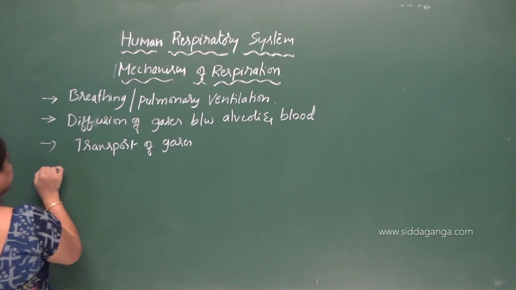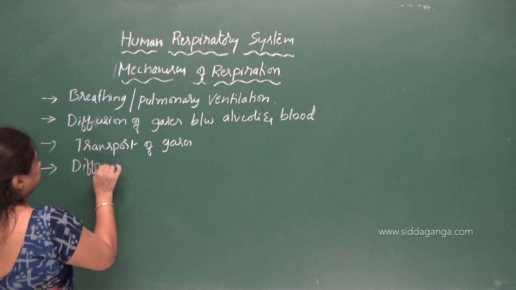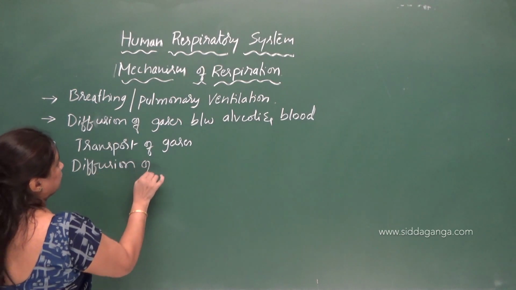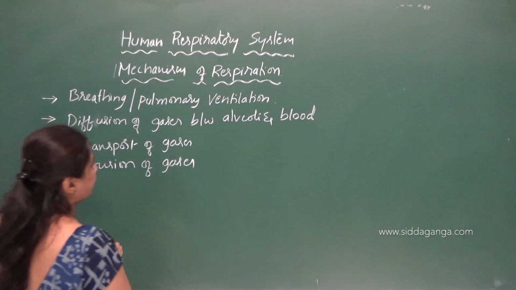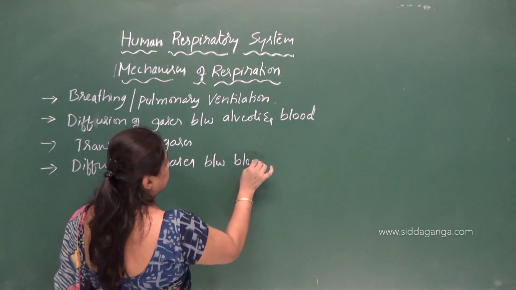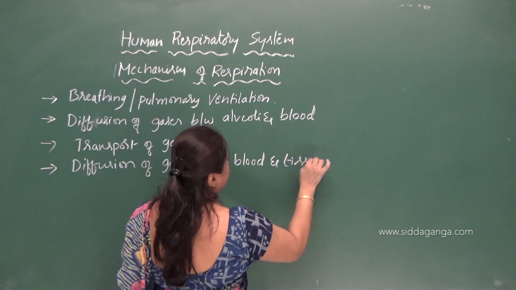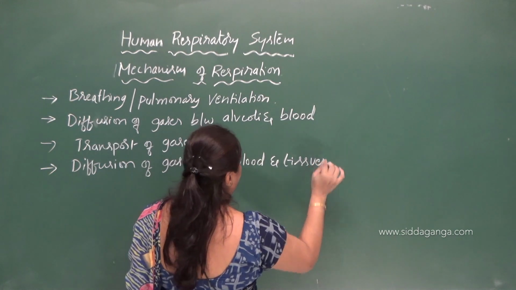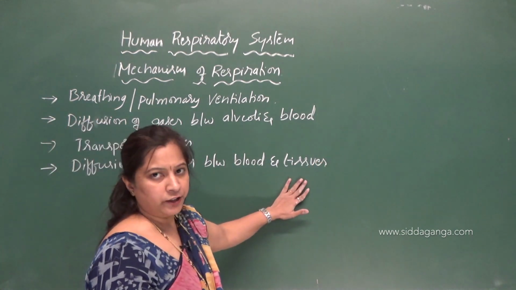The fourth step is again diffusion of gases, but here at the tissue level. Diffusion of gases between blood and body tissues. So your diffusion occurring at tissue level. Diffusion of gases between blood and tissues.